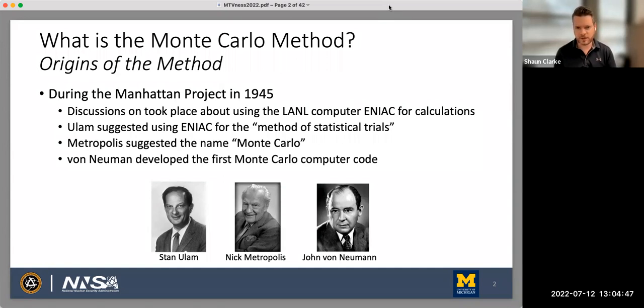Stan Ulam at the far left was the one who originally made this suggestion to use this supercomputer for these statistical trials. The guy in the middle, Nick Petropoulos, was the first one who coined the name Monte Carlo, which of course comes from the famous gambling city. And John von Neumann, who is the fellow at the far right there at the bottom, was the one who originally developed the first Monte Carlo computer code.